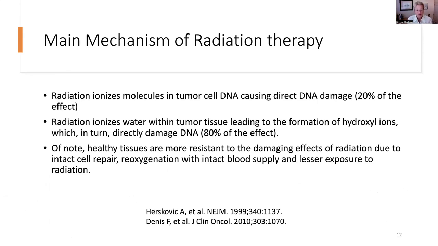Now, of note, healthy tissue is more resistant to the damaging effects of radiation because healthy tissue has more intact cell repair. Their redox balance and potential is higher. They're more oxygenated because their blood supply is more intact, so they can manage these hydroxyl ions to a greater extent than can tumor tissue. And they also have lesser exposure because of the way radiation is delivered to tumors.